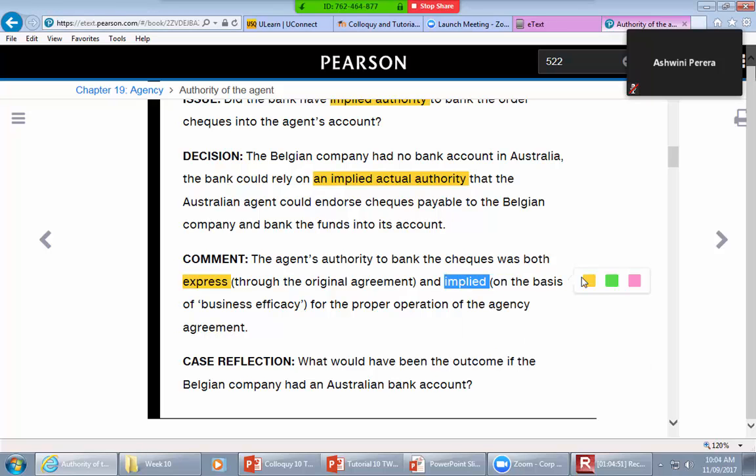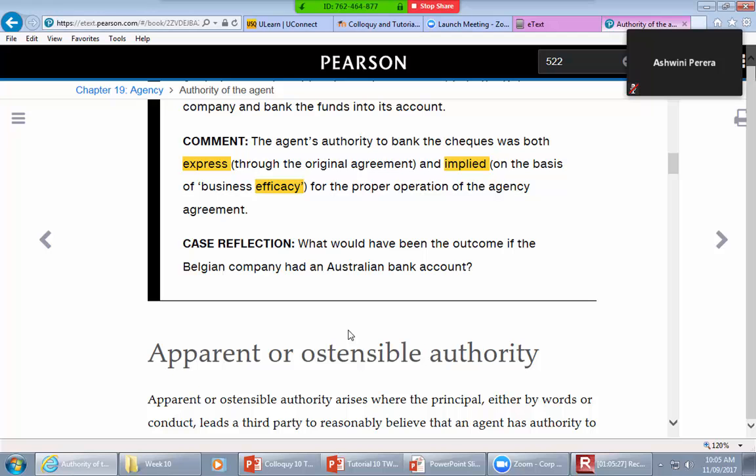The agent's authority to bank the checks was both express and implied. Why? Express because there was an original agreement, and implied because there was business efficacy. So remember always that efficiency or efficacy is always at the rock bed of all of this thinking. The proper operation of the agency agreement required them to be able to put that money into the bank so that then they will have the order checks and transfer the money back to the manufacturer.